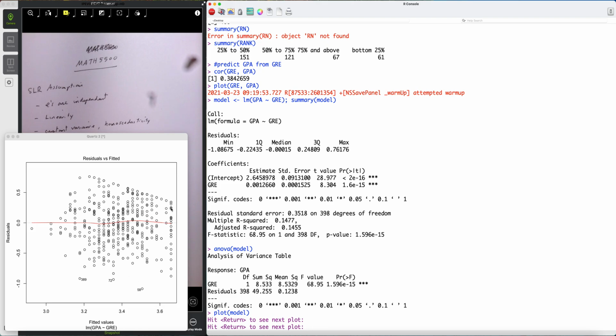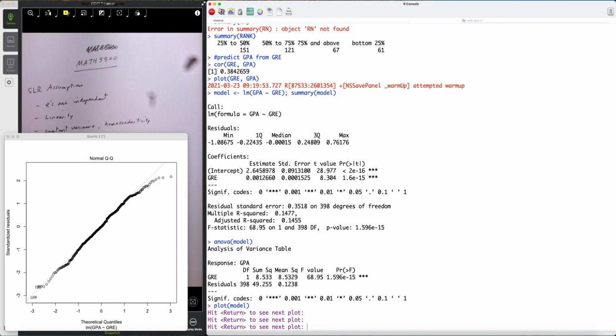I'm a little concerned that the variance in the higher GPAs is about the same as the middle GPAs, but in the lower GPAs, I don't see as much variation. But again, would I feel comfortable checking the box that the linearity assumption and equal variance is met? Yeah, you know what? I probably would. Let's check the QQ plot. With this, we're checking the normality assumption.